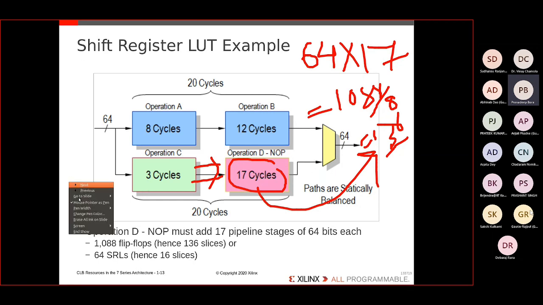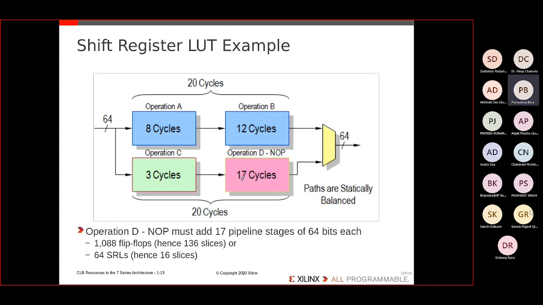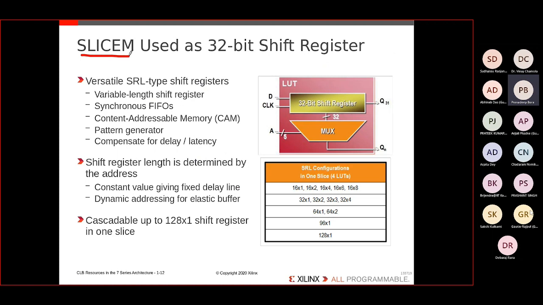So what is the advantage of using shift register LUTs? Here you can see one LUT in a slice can be used as a 32-bit shift register. So in one LUT itself, I can do shifting of 32 bits, and not only 32 bits. Depending upon the address line, I can make it any value from 0 to 31. I just need to change this value here.